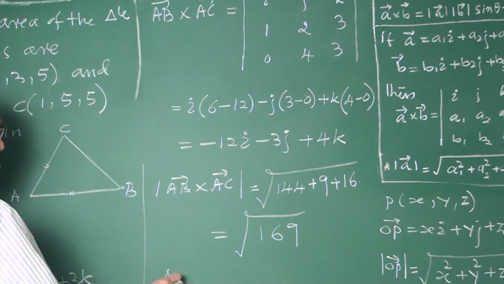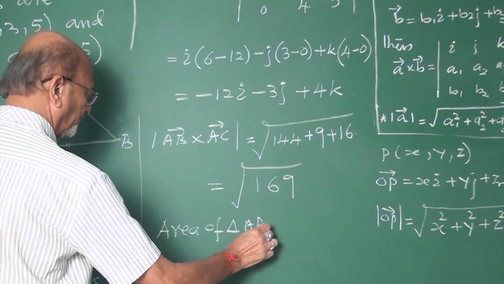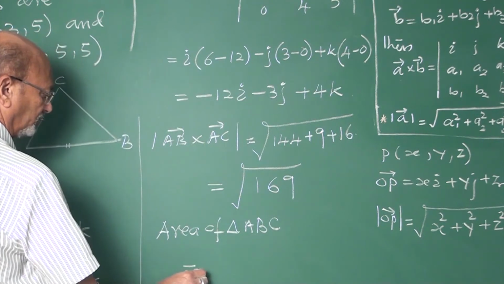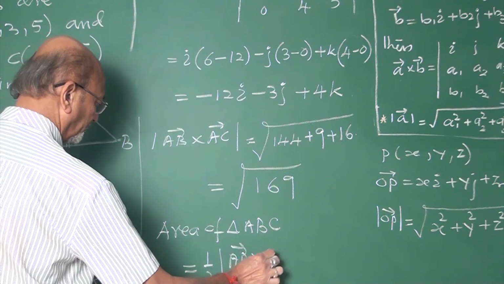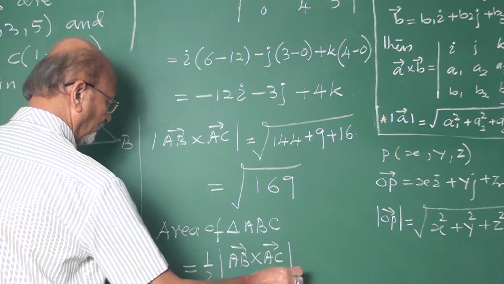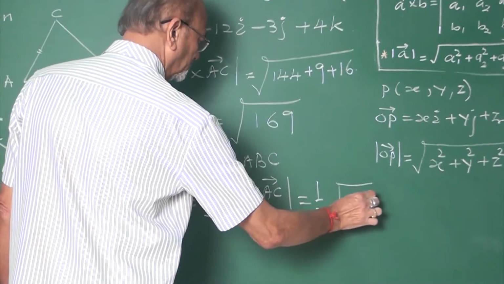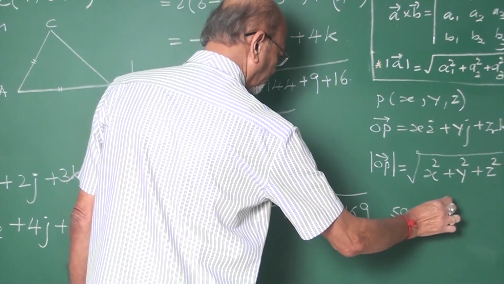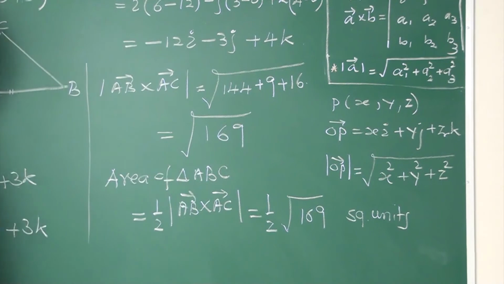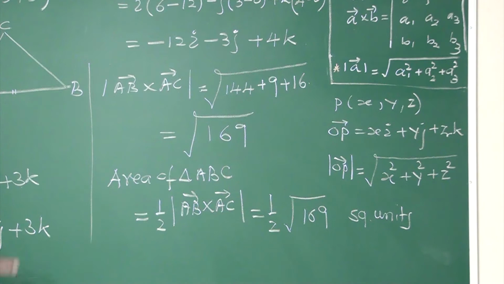Therefore, area of the triangle ABC is half the magnitude of AB cross AC, which is half. Its value is 169. Area units, square units. Yes, my friends. Look at it. Do.